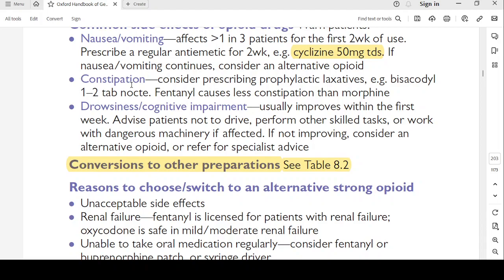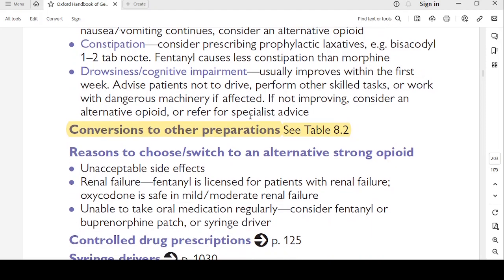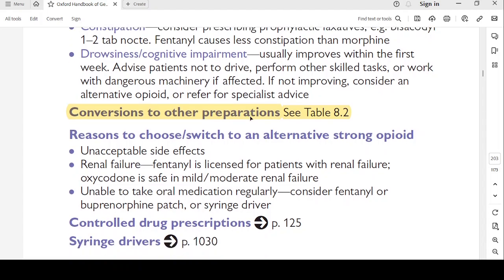Constipation: consider prescribing prophylactic laxatives, for example bisacodyl, 1 to 2 tablets nocte. Fentanyl causes less constipation than morphine. Drowsiness and cognitive impairment usually improve within the first week. Advise people not to drive, perform other skilled tasks, or work with dangerous machinery if affected. If not improving, consider an alternative opioid or refer for specialist advice.